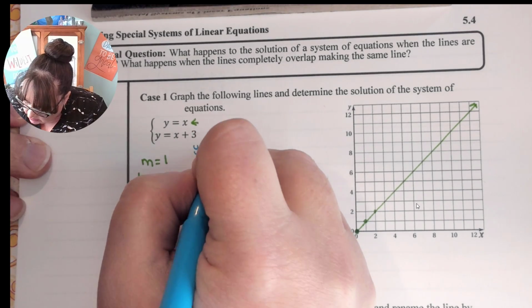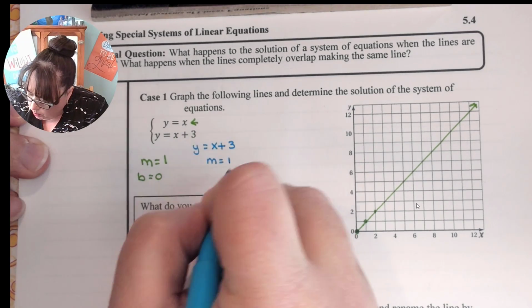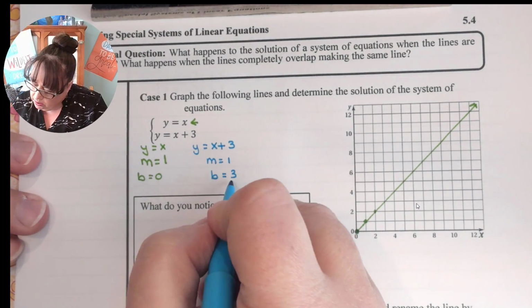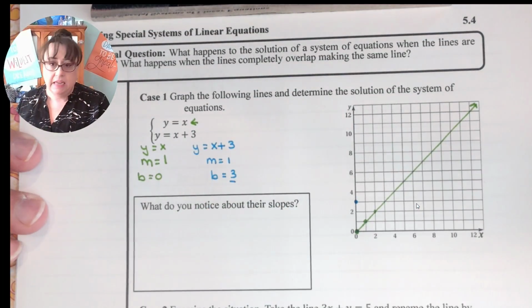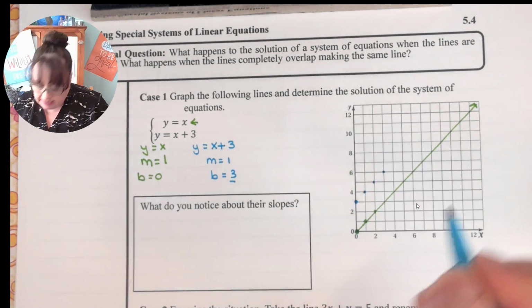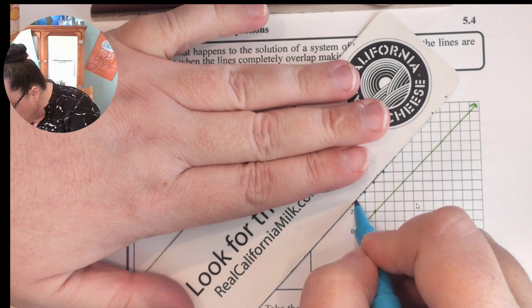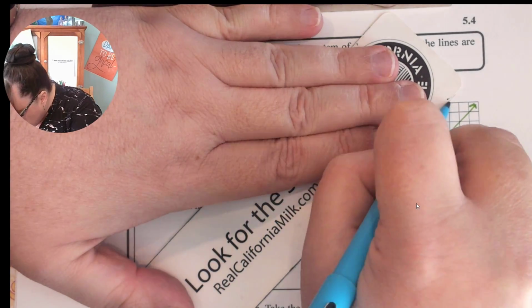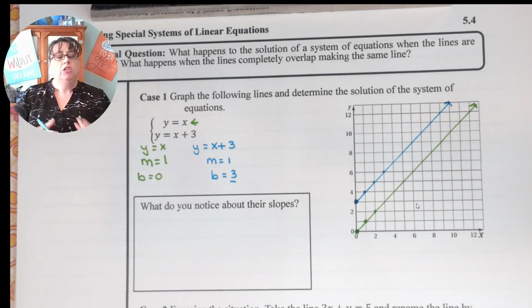And now let's do that with the second one. y equals x plus 3. m is equal to 1. And b is equal to 3. So this time we start at the y-intercept at 3. And again, our slope is 1. So it's up 1, over 1. Get a few of those in place, and draw our lines.